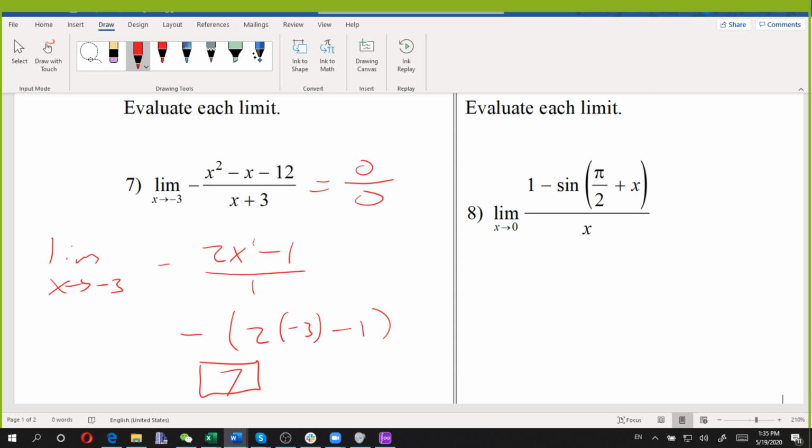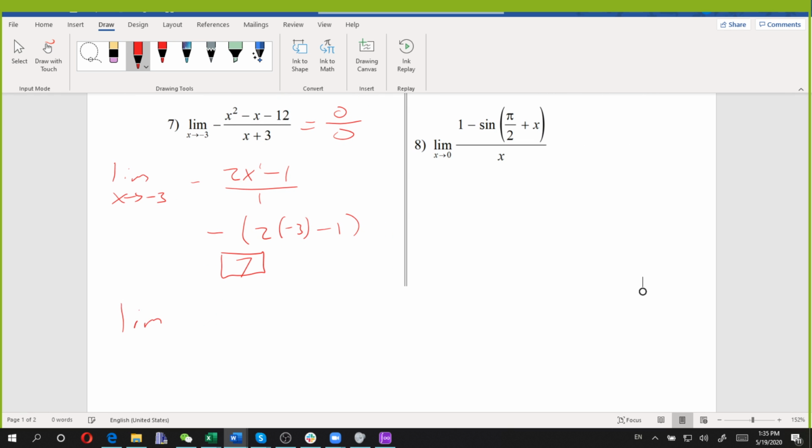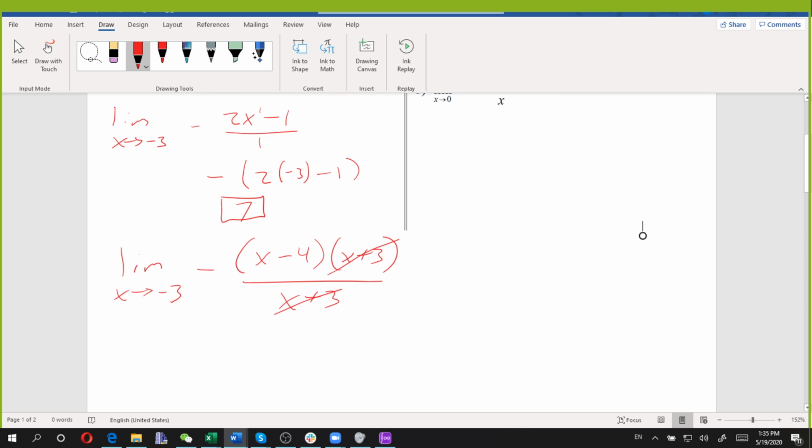We can check. If I wanted to solve this one using our normal factoring method, the limit as x approaches -3 of negative x squared minus x minus 12 would factor into x minus 4 and x plus 3, over x plus 3. My x plus 3's will cancel, so I'm left with negative x minus 4. If I plug in -3 for x, I'll end up with -7 or 7.